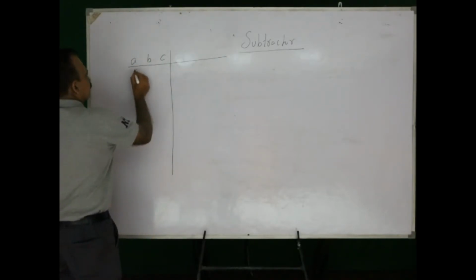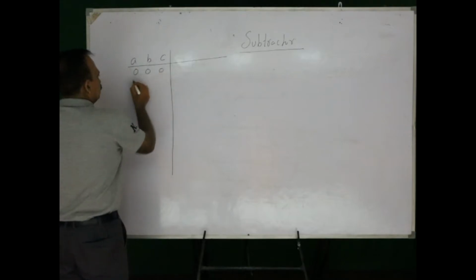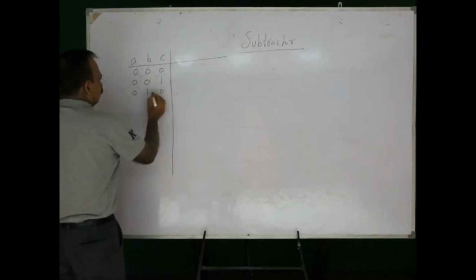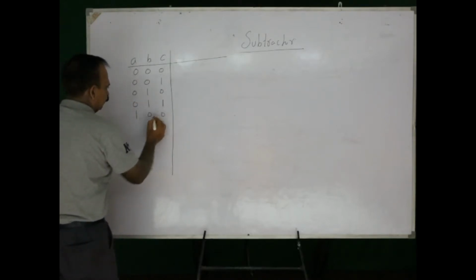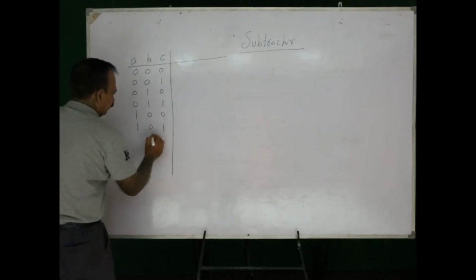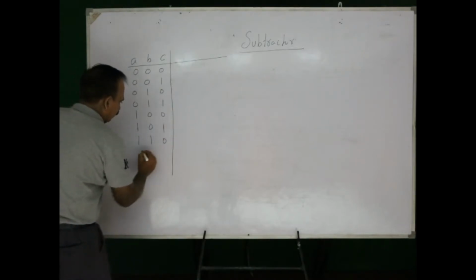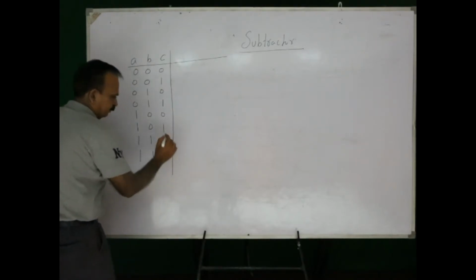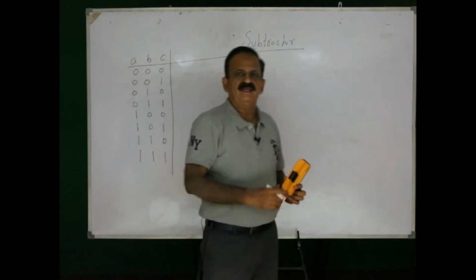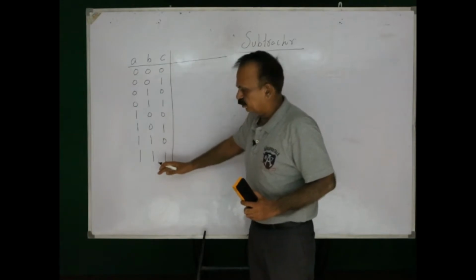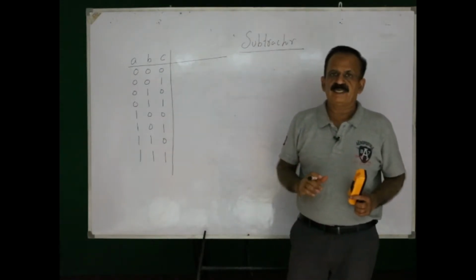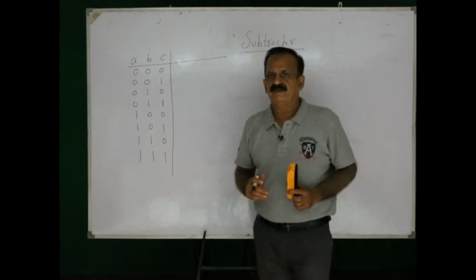It will be 000, 001, 010, 011, 100, 101, 110, and 111. I just generated these entries from 0 to 7. This is nothing but 0 to 7. There will be a total of 8 combinations with 3 entries.